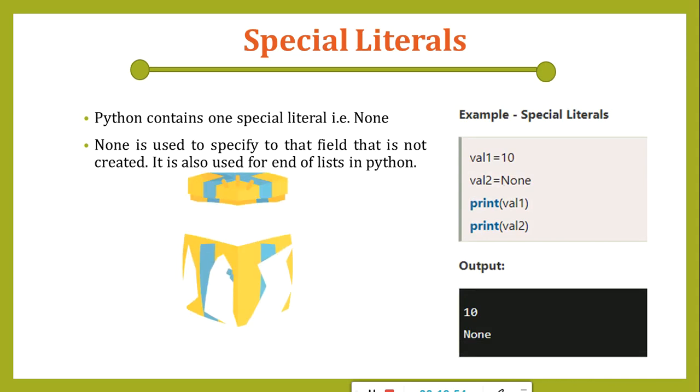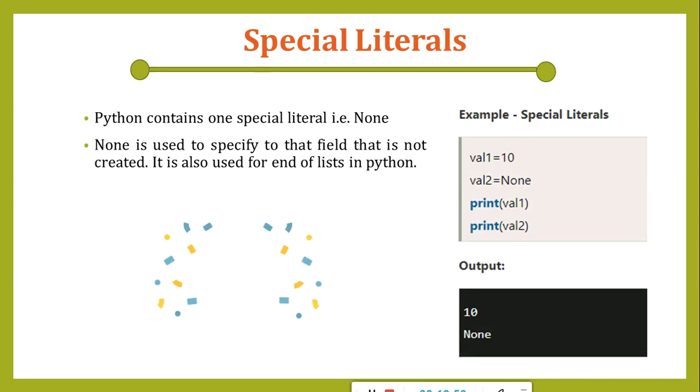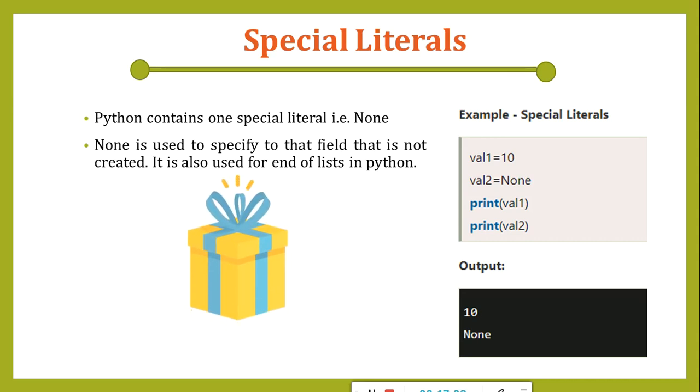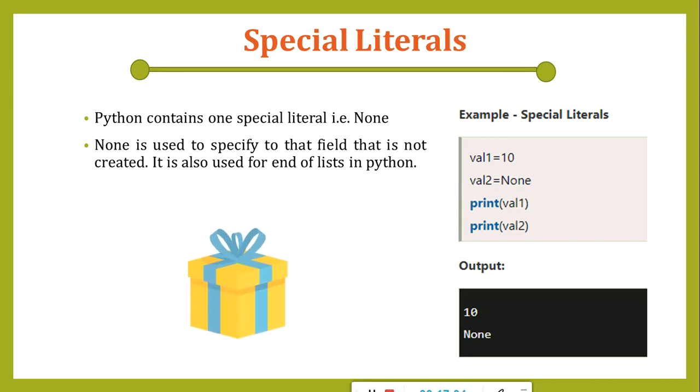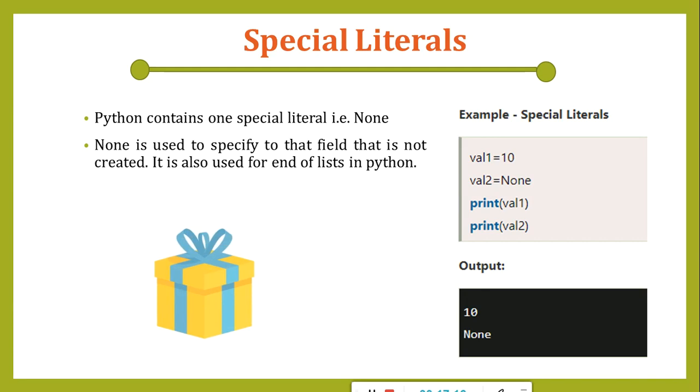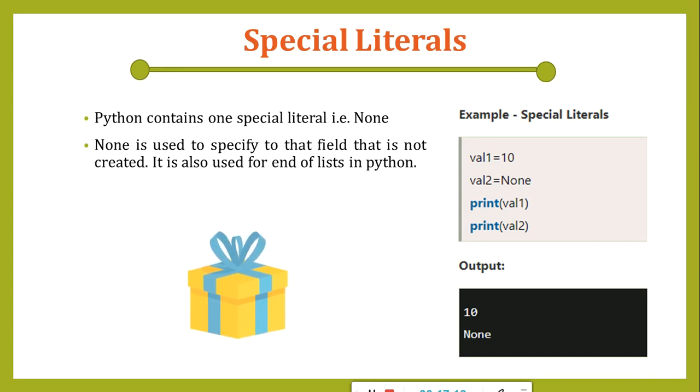So we can see the example here. We assign the value 10 to the variable val1, and we assign the value None to the variable val2. Now you can see the difference. Strings are always given in quotes, whereas None is given without quotes, because that is the special literal in Python. If we try to print val1 and val2, val1 has the value 10, so it is printed with the value 10, whereas val2 is assigned None, and we are printing None here for val2.